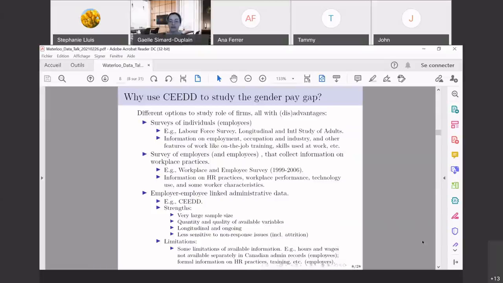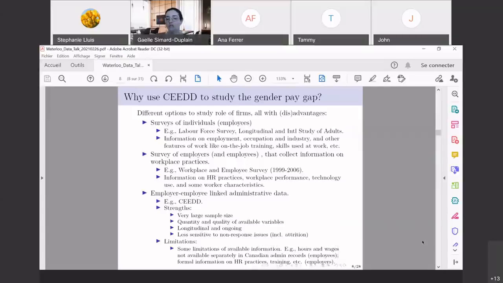And the advantages of admin data are always the same, and they're huge. They come at a cost, but they're huge. For one thing, you have a really large sample. In this case, we have essentially everyone. A large sample size is nice because then you don't have to count your stars, but it also means that you can look at very specific questions.